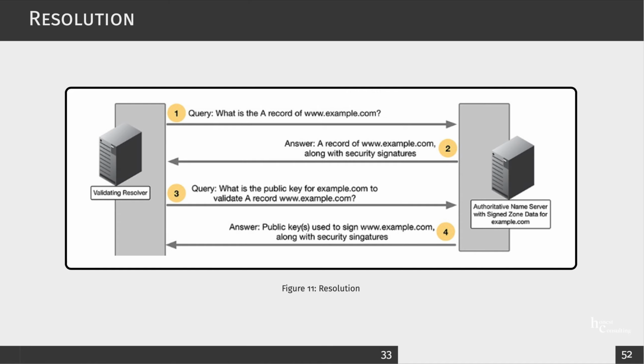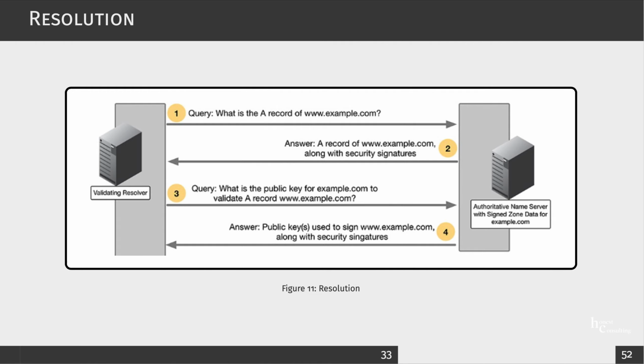Now let's try to create such a ping pong of the DNS resolution in a nutshell. So on the left hand side we can see a validating resolver, and on the right hand side we can see the authoritative DNS server of example.com. So we just query for an A record, and in that case we query for example.com. And the authoritative system provides the answer, which is an A record or maybe a quad A record, plus the signatures, so the RRSIG of that record.